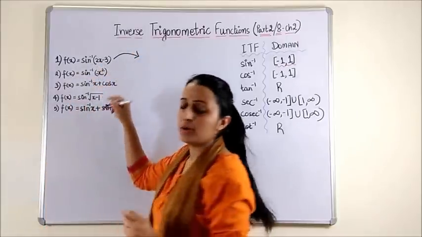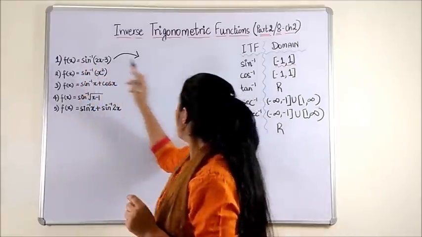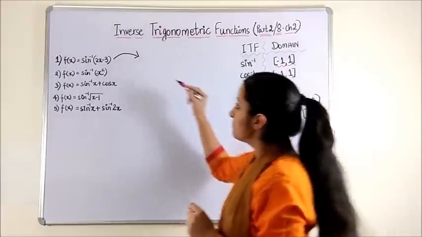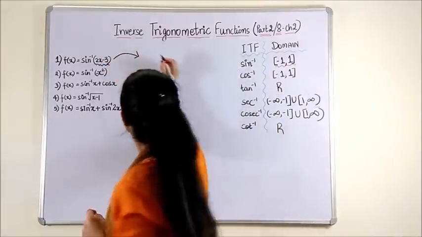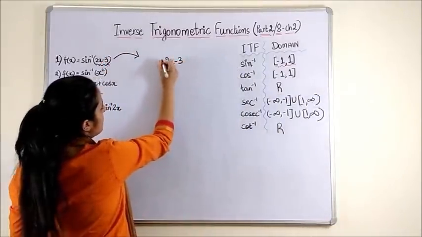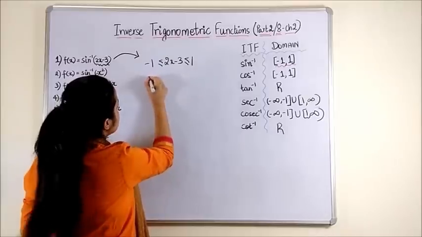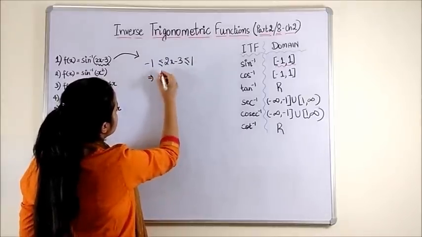Now, as we know that sine inverse of a function has its domain between -1 and 1, so based on that, this expression must lie between -1 and 1. That is it. Now when you solve, you add 3 on the two sides.